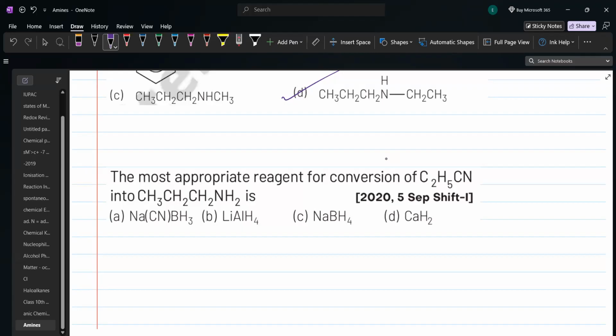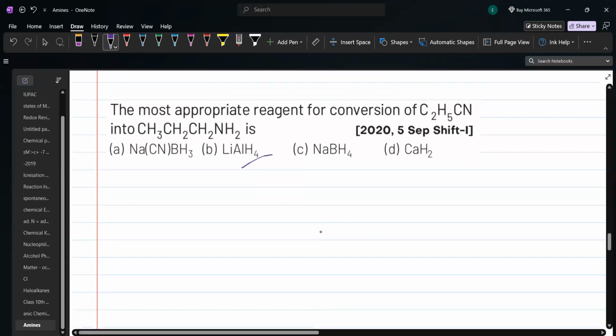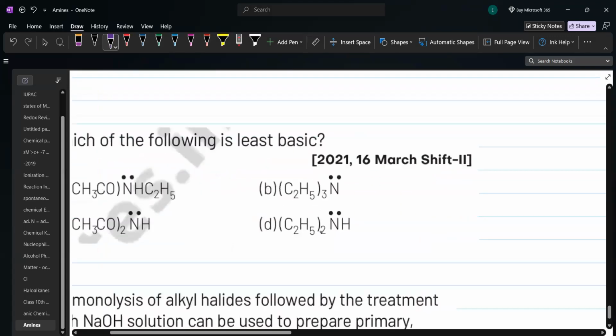So what could be the answer? Sir, LiAlH4, because this is the best and strongest reducing agent here. So this will be the most proper answer. NaBH4 could be the answer, but when we have LiAlH4, why would we select NaBH4? You know? Solve this question.